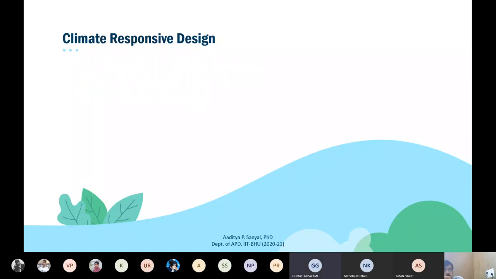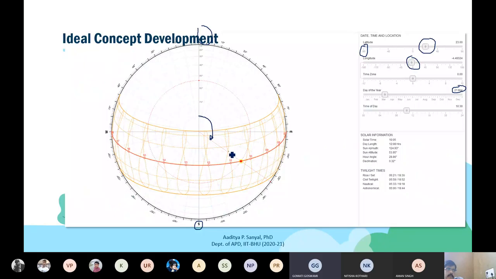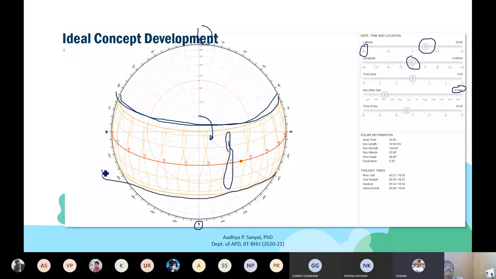So what were those double dumbbell shaped, these eights? What are these? Any guess? Any idea? See, the sunpath is basically when you are talking about the sun movement. The sun rises in the east, sets in the west, gradually travels from this northern side towards the southern side. Fine. And it repeats.